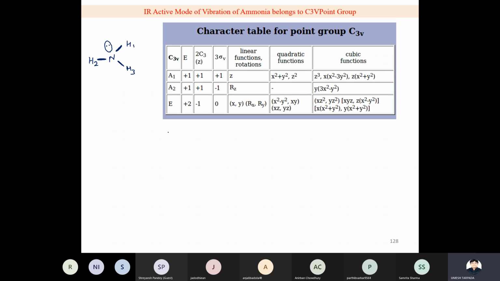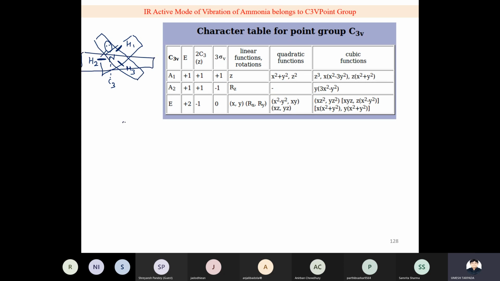But see, this ammonia is very important. This lone pair is on your side. So C3 is called the principal axis, and you can have 2 C3, that is C3 plus and C3 minus, and 3 sigma V planes are there. Each one is passing through hydrogen, nitrogen and the lone pair. So in this way you can have 3 sigma V.